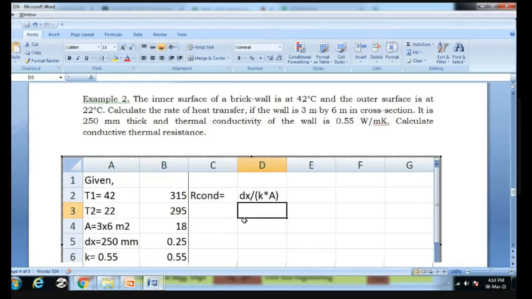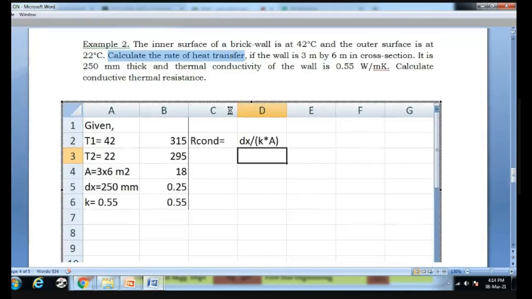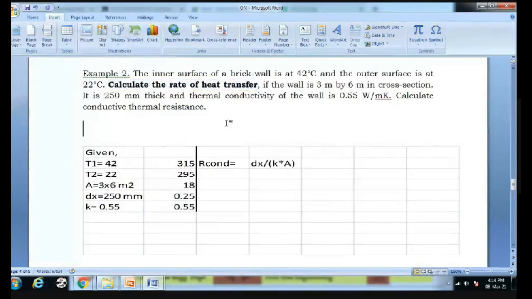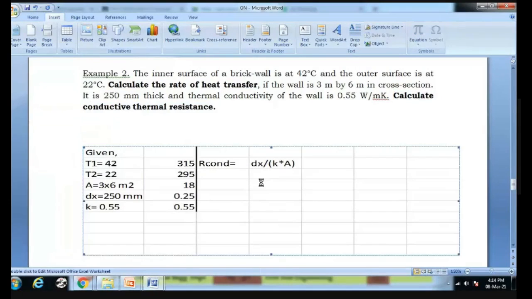So first you can calculate Q and all, but it is possible to calculate R conductive separately. So you can calculate. No issue. No need to wait for anybody, right? Because anyway, there are two important things. What is asked? Calculate the rate of heat transfer. That is one, and calculate the thermal conductive resistance. That is second. So both things are asked here.